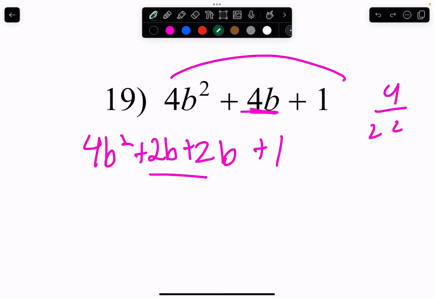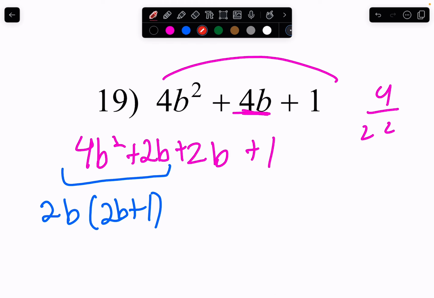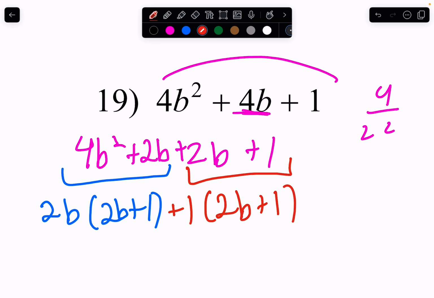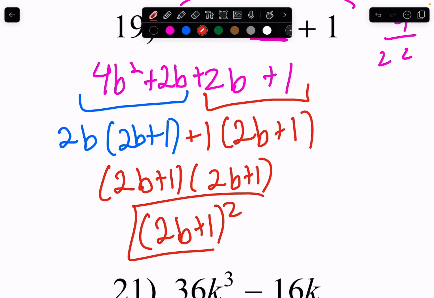And then we're going to go ahead and take out our greatest common factor. Here we can take out a 2b, and I'm going to be left with 2b plus 1. Oh my god, 2b, there we go. And then here, I actually don't have a GCF, but when we're doing AC method, we have to pull something out, so we'll put a 1 there. And we get a 2b plus 1. It stays the same. So our answer here is going to be 2b plus 1 and 2b plus 1. Now, this answer is acceptable. However, this is a perfect square, so we could write this as 2b plus 1 squared.